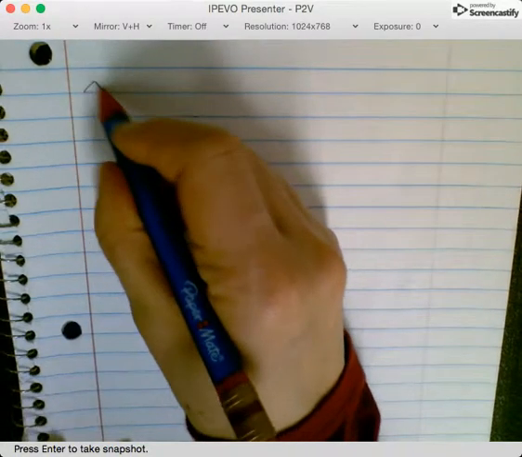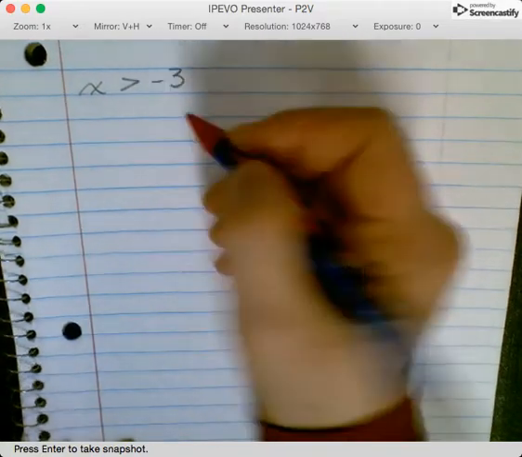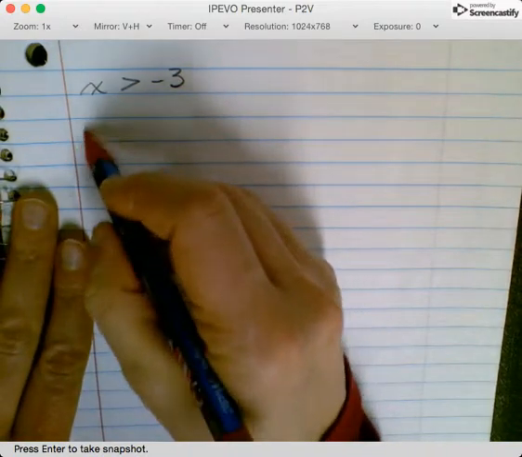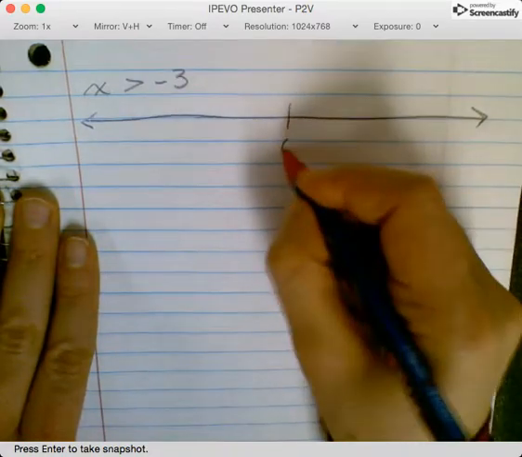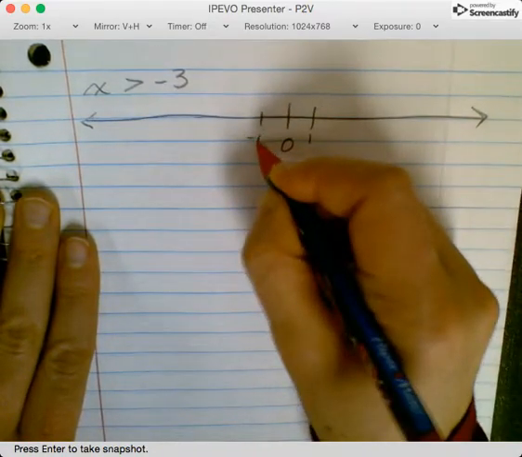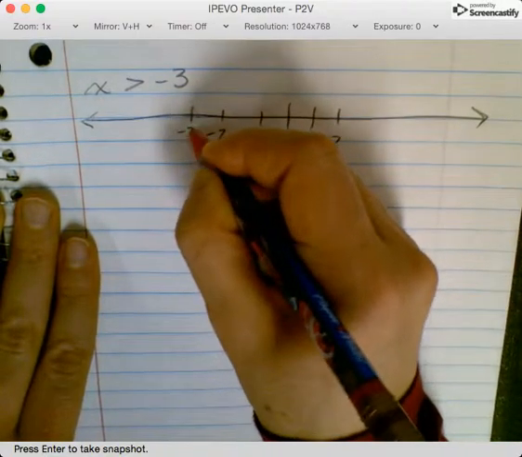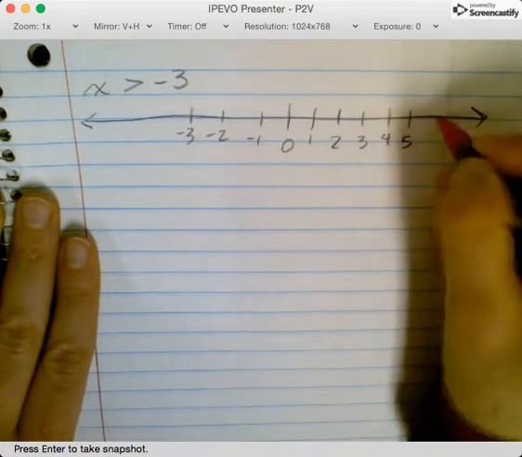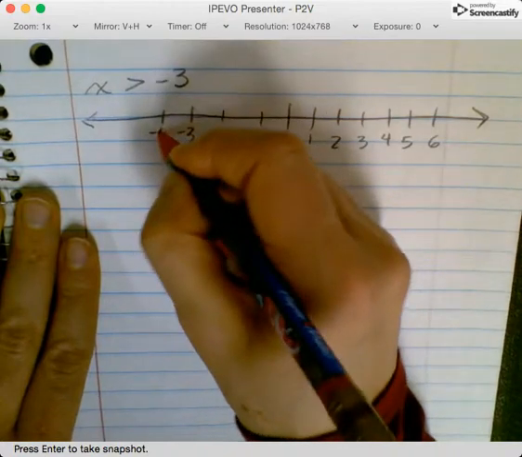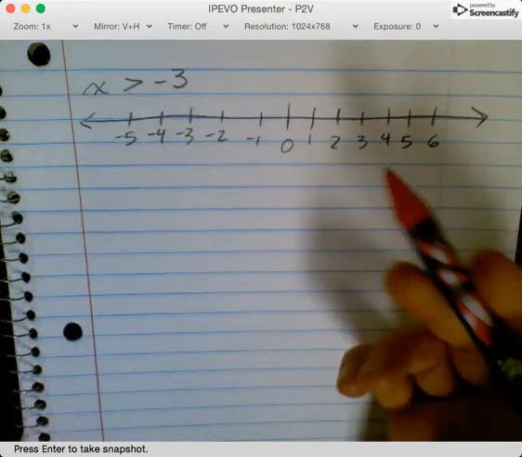So when I'm graphing inequalities, that means I'm taking a problem such as x is greater than -3, and I'm going to graph it on a number line. First I have to start out with the number line, and this should be enough to get me started.